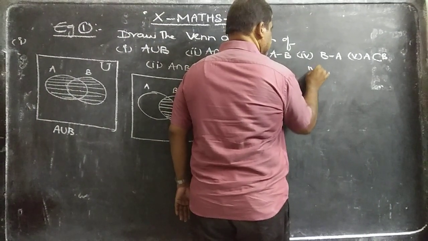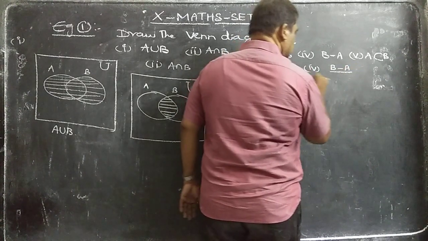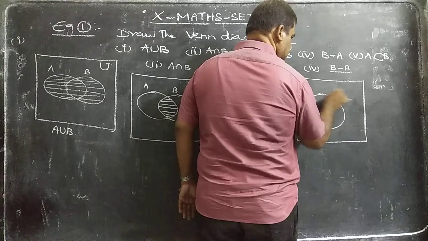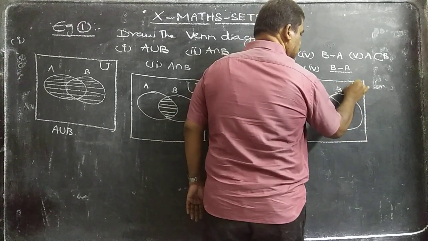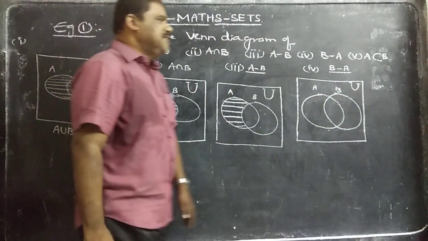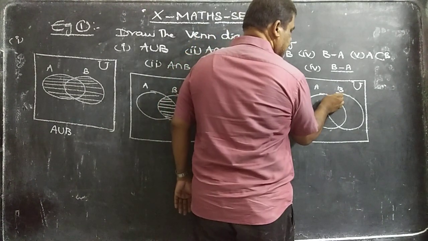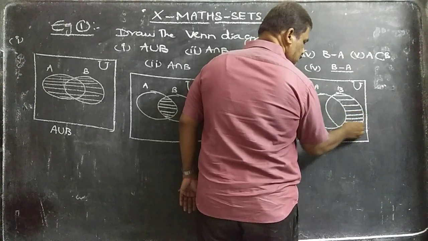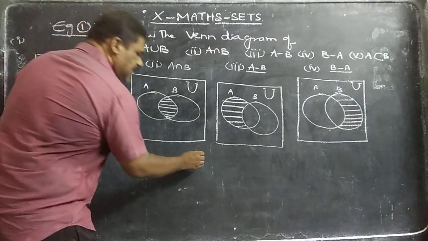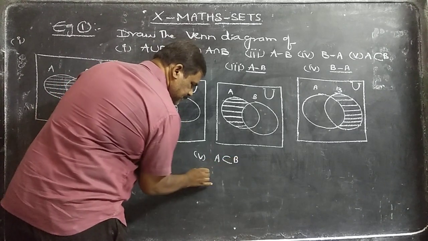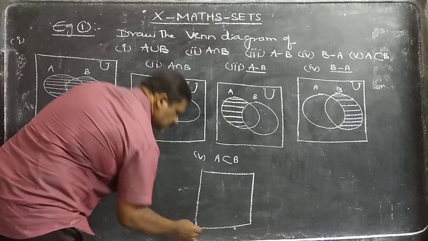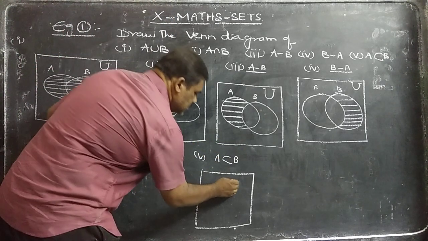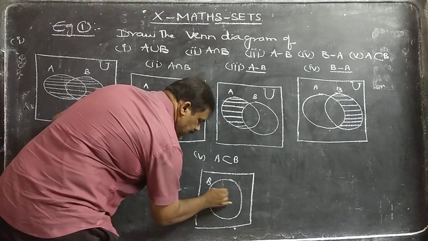Now B minus A. B minus A means the region which belongs to B but not in A. This is B minus A. Now the last one is A is subset of B. A is subset of B means if every element of A is in B, then we say that A is subset of B. So A is subset of B, we have to represent like this. This is B. In B, A should be there. This is A.